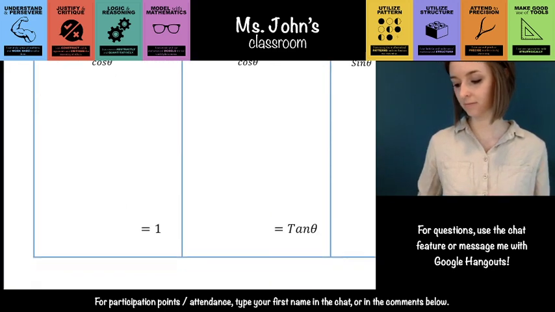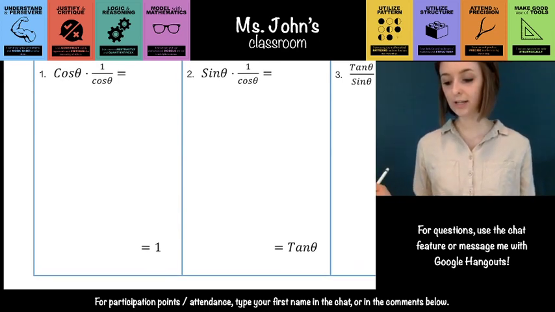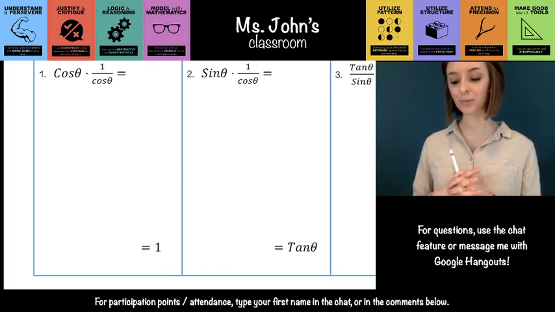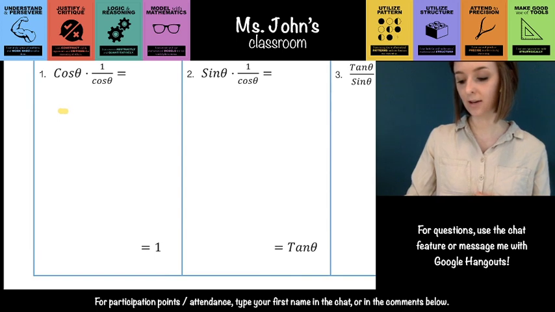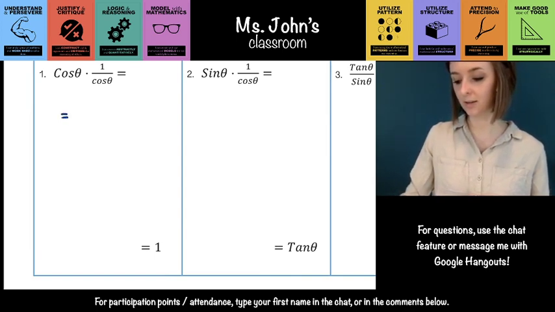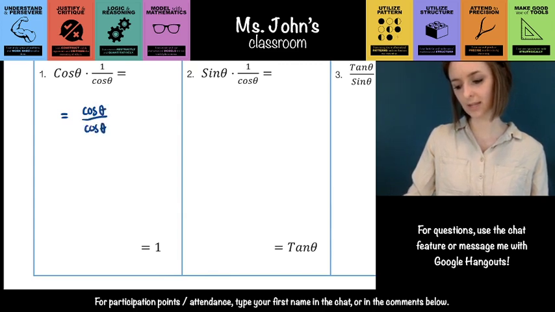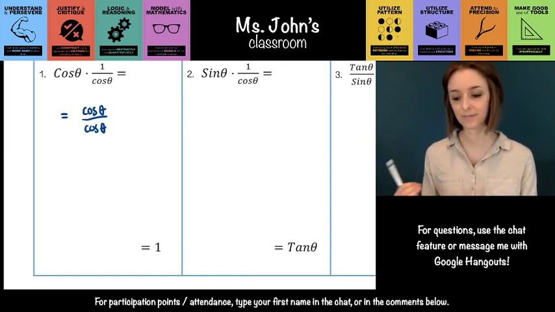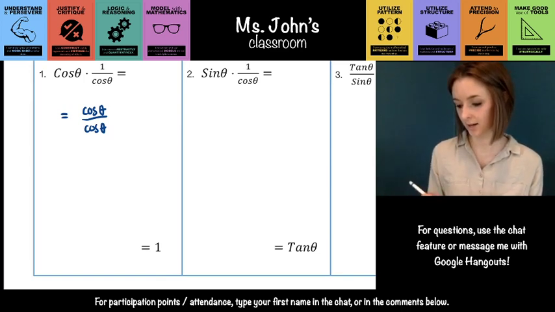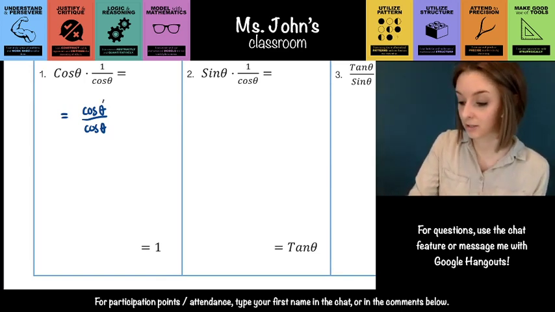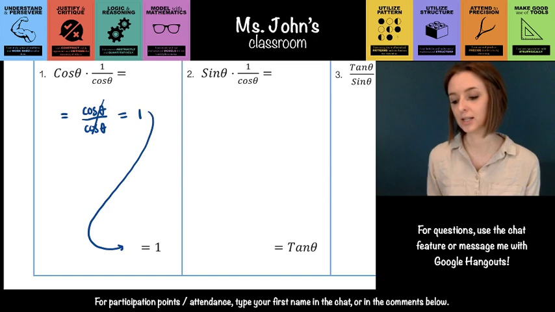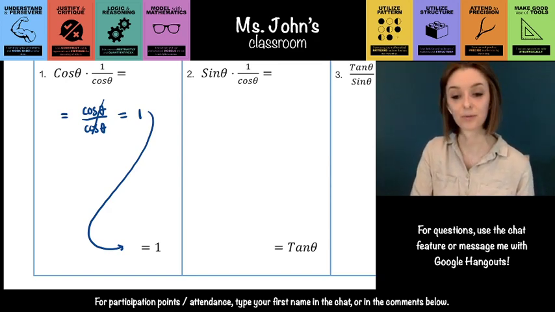Okay. For this first one, hopefully you're used to multiplying fractions together enough that you can tell that this is going to be equal to cosine of theta over cosine of theta. Cosine of theta times 1 over cosine of theta is just the same thing as dividing by cosine theta, which you might notice cancels and becomes 1, which bridges that gap. We wanted it to equal 1. So that one wasn't bad, hopefully.